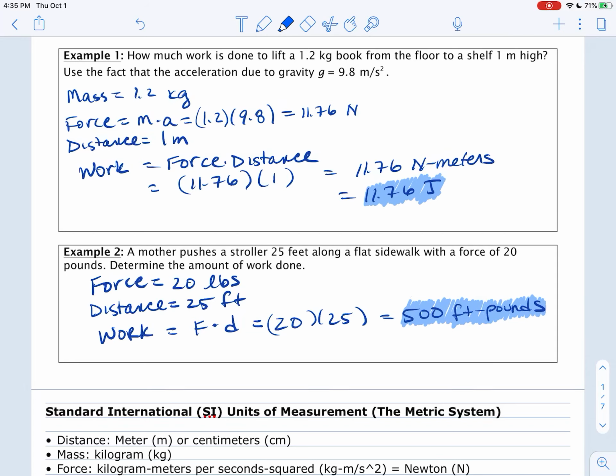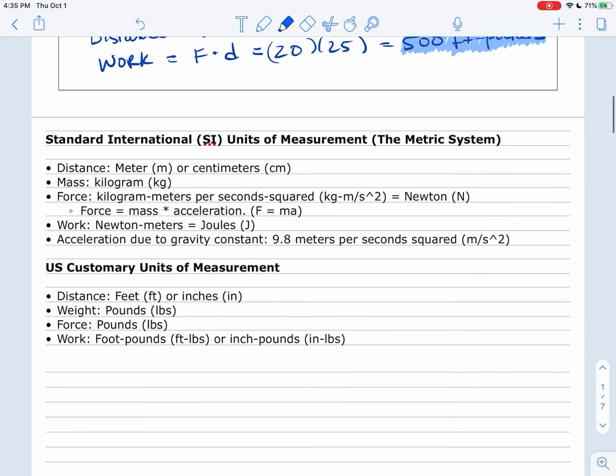So I created a small little list of summaries of units of measurement for your standard international units of measurement, otherwise known as the metric system. Your distance is usually measured in meters or centimeters. Your mass is measured in kilograms. Your force is mass times acceleration, and so its units are kilograms meters per second squared, and that has a new unit of measurement called the newton.